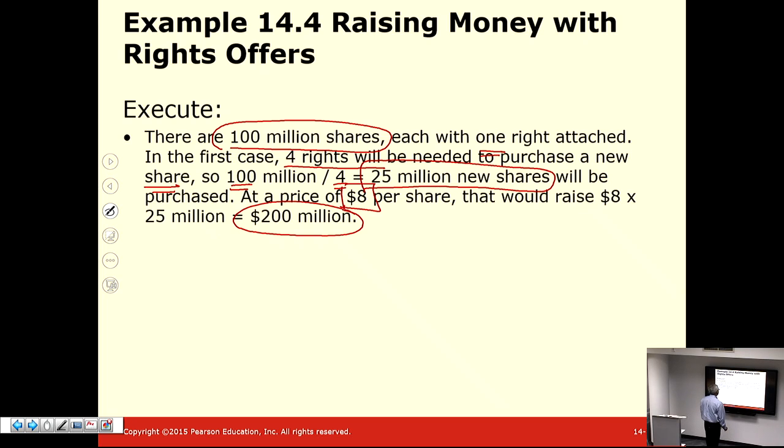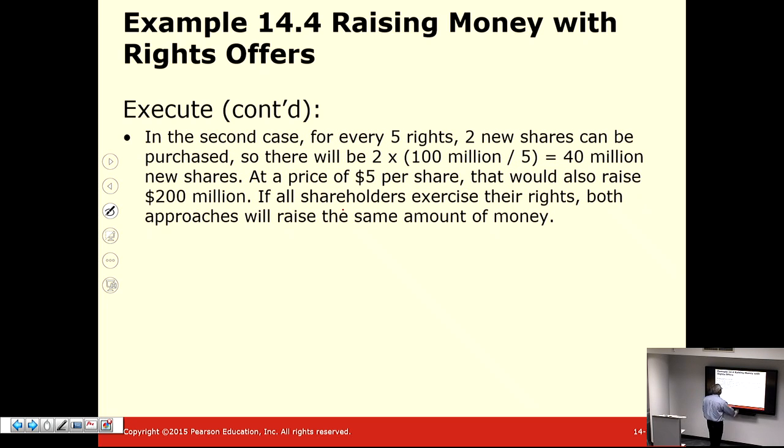That's one option. In the second option, it is 5 rights for 2 new shares. So now you have the 100 million rights out there, divided by 5, but with that you are getting 2 new shares. That means 40 million new shares are going to be purchased. At what price? At $5 per share. So $5 times 40 million is 200 million. That means both options will raise the same amount of money.